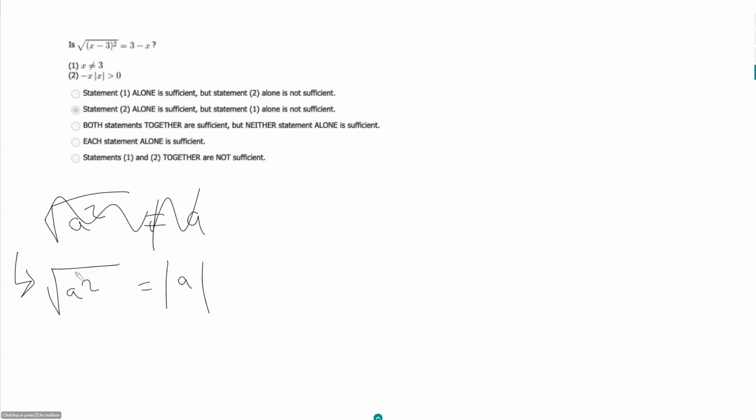And so we have this format here on the left side of our equation. It just happens to be that a is equal to x minus 3. So we can think of our question as asking, is the absolute value of x minus 3 equal to 3 minus x?